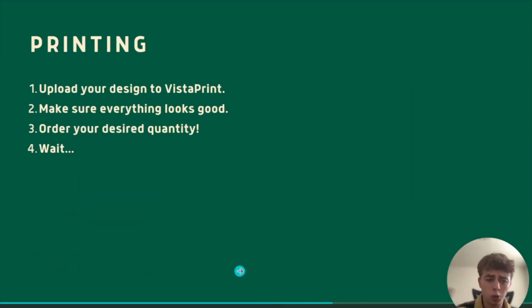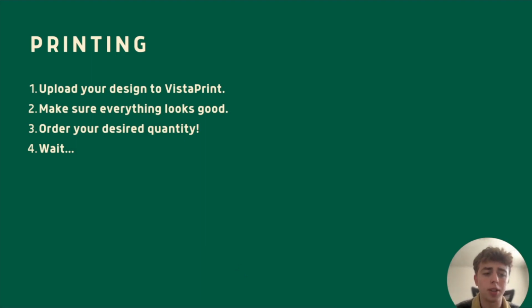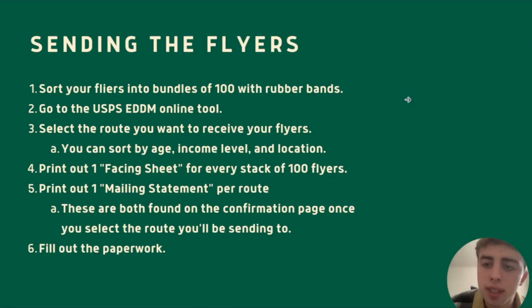So printing, super easy. You've already selected which flyer you're going to use, the size and everything. So all you really need to do is upload that design to Vistaprint on that flyer. Make sure that everything looks good. Give it a quick preview before you send it off to print. Select your desired quantity and order it, and then you wait for them to show up. After that, we get into actually sending the flyers.